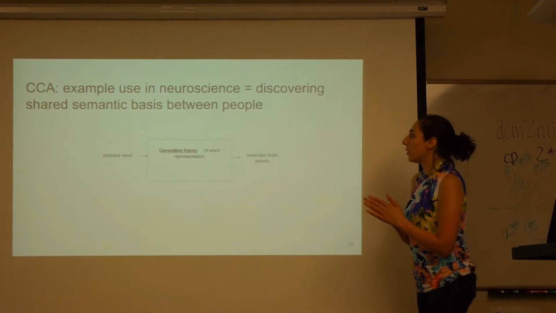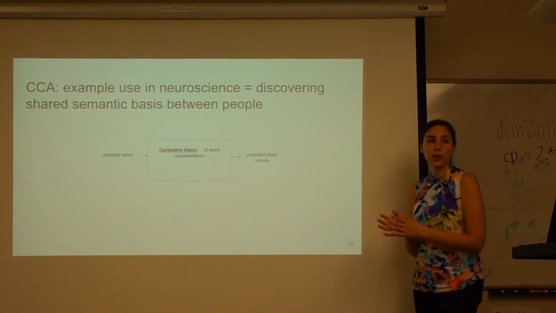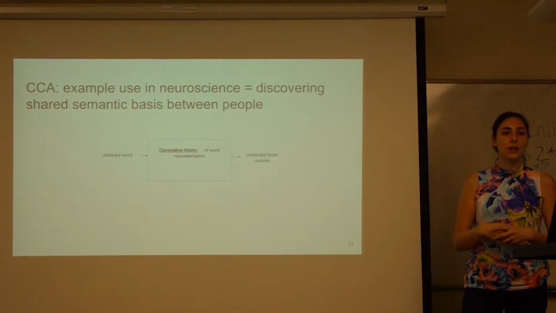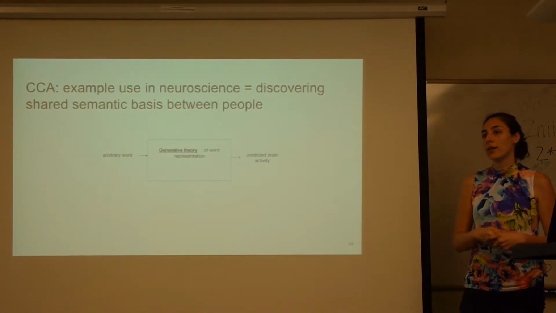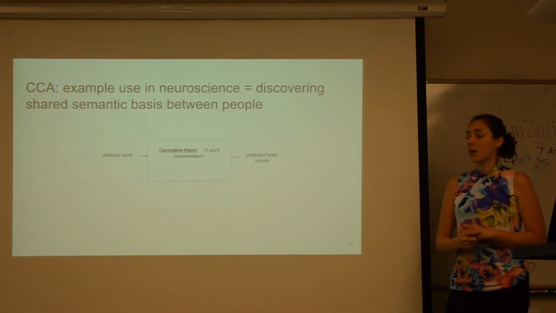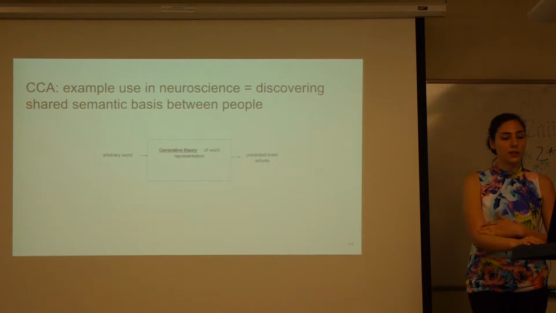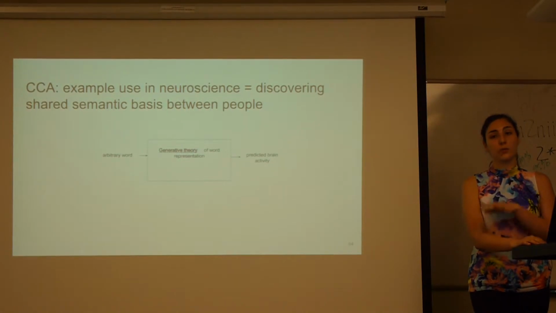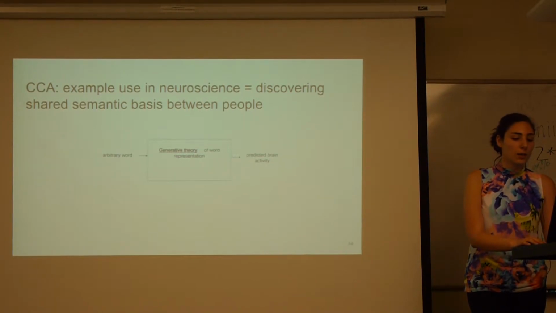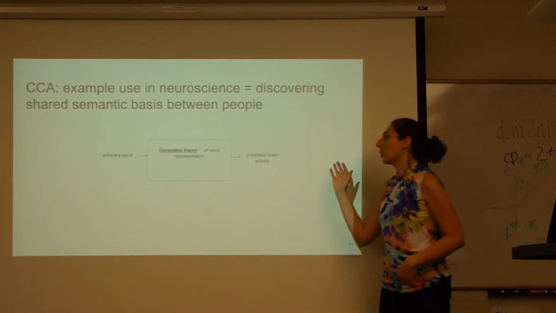So this example will be about how we can discover shared semantic space between different people and across different experiments. We're going to start small, though. We're going to talk about using linear regression first, and then build to semantics between people. So we'll talk about semantics within a person first. So we can think of the following goal.